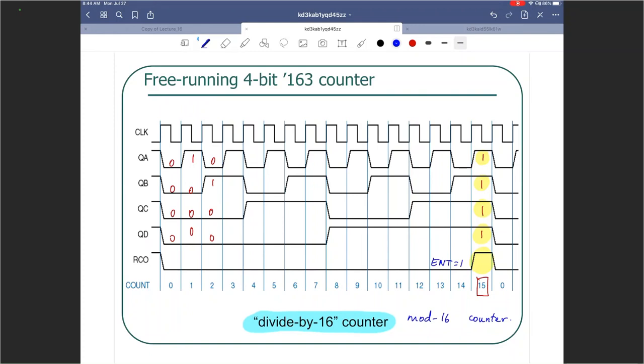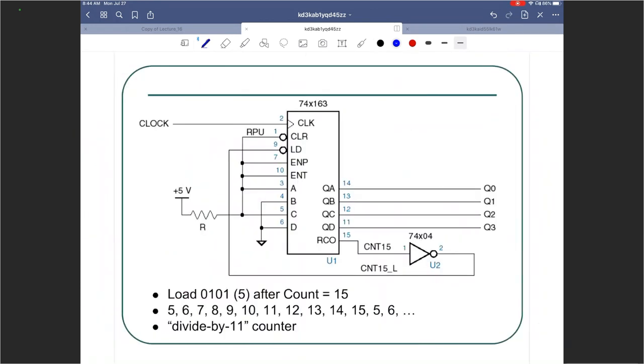All right, let's do more interesting things with it. Now, this particular example is about how you can load 5 after count is 15. Load 5 when the count is 15, right? So the counting sequence here is 5, 6, 7, go up to 15 and come back to 5. 6, 7, go up to 15, come back to 5.